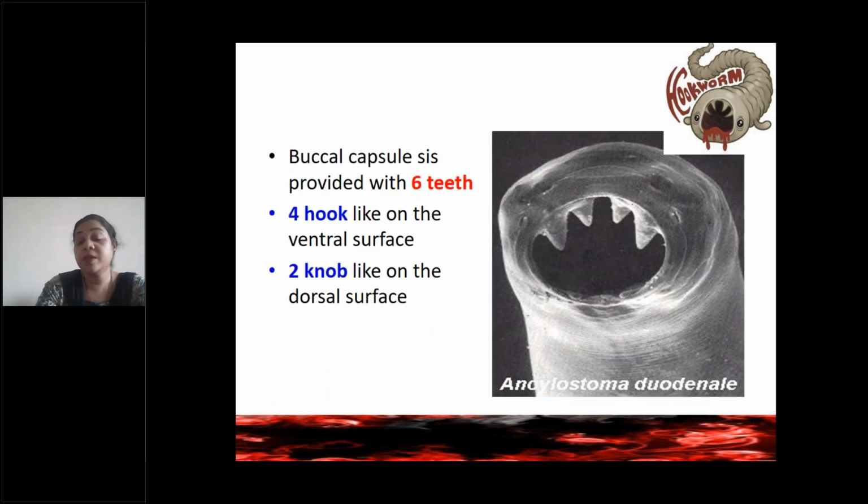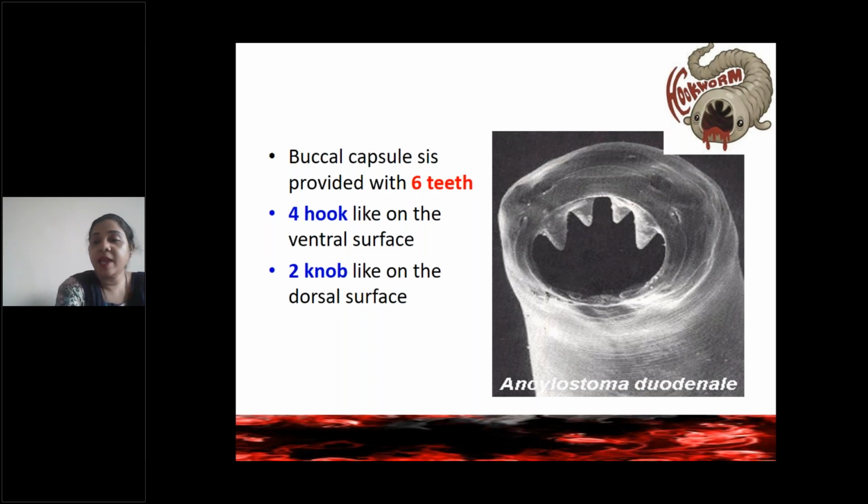Buccal capsule. This is very important for you. What is this? Buccal capsule, or mouth parts. Buccal capsule is provided with 6 teeth, 4 on the ventral surface and 2 on the dorsal surface.